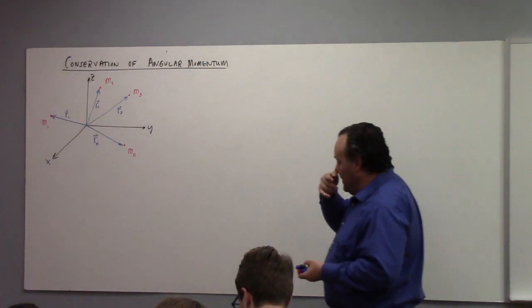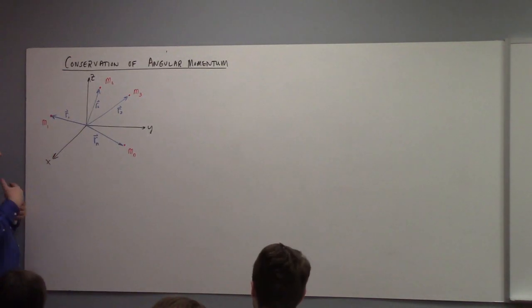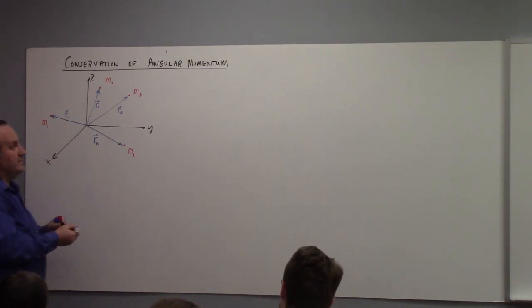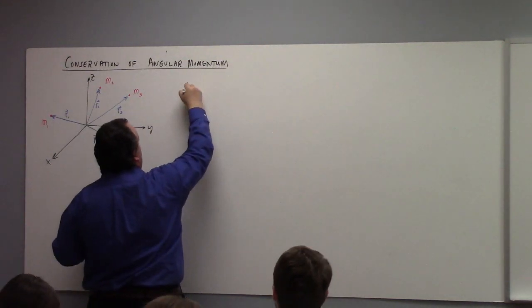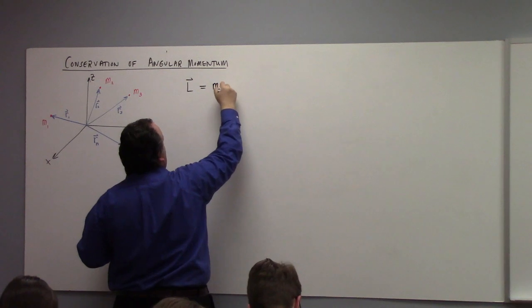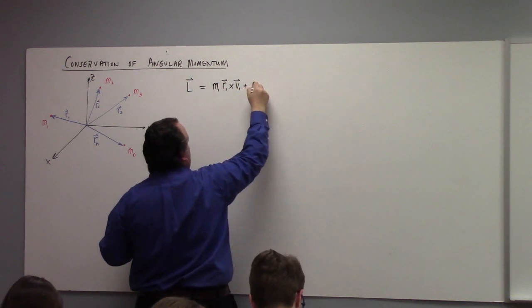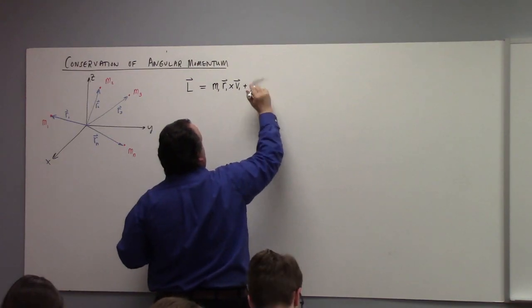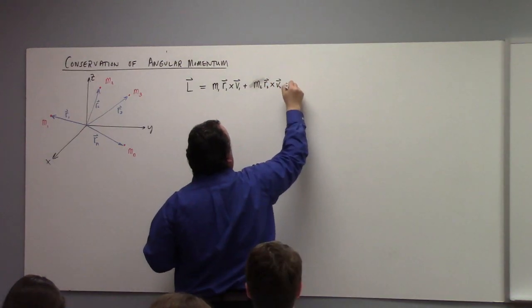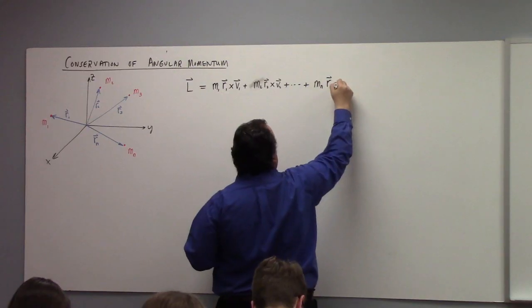And so what we need to do is think about, first of all, how do you calculate the angular momentum of these n masses? So I'll start with that. First of all, the net angular momentum is going to be m1 r1 cross v1 plus m2 r2 cross v2, all the way on out to mn rn cross vn.